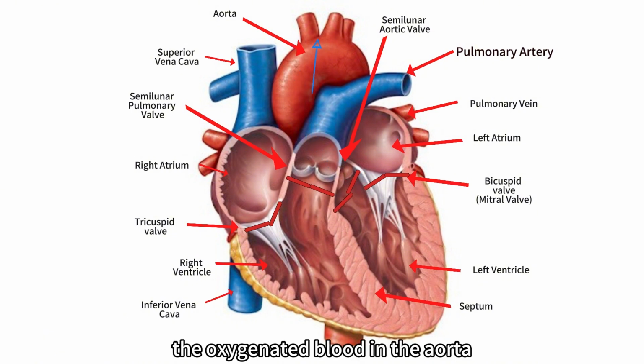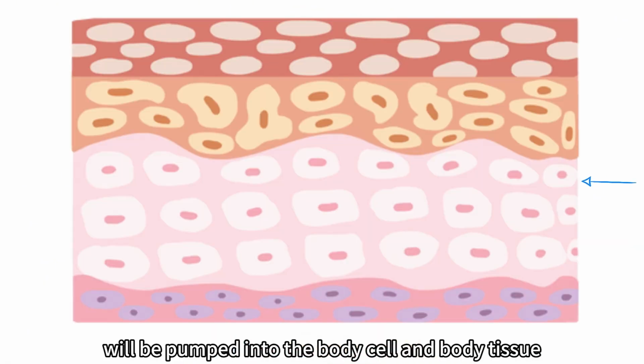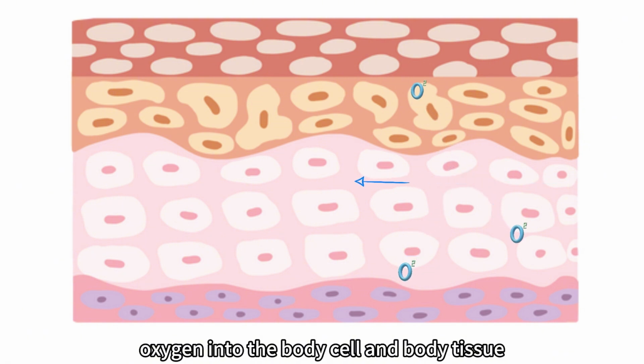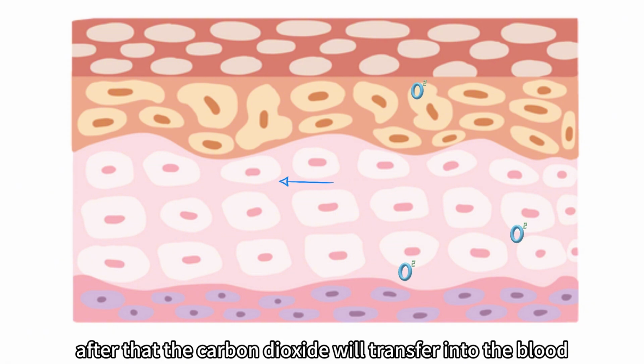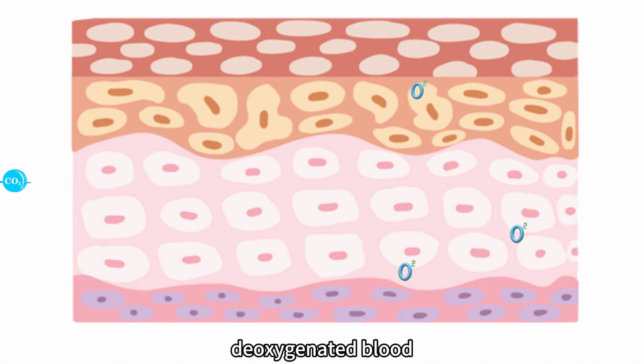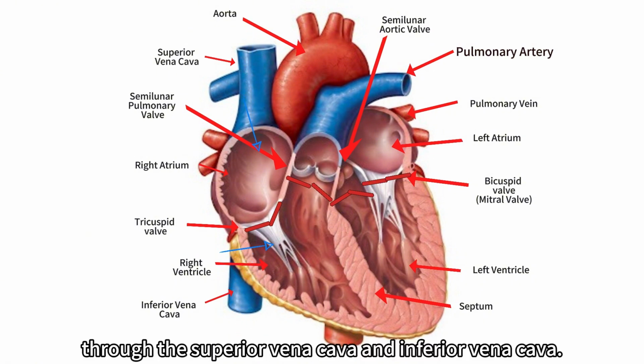The oxygenated blood in the aorta will be pumped to the body cells and body tissue. The oxygenated blood will transfer the oxygen into the body cells and body tissue. After that, the carbon dioxide will transfer into the blood. The blood that contains carbon dioxide gas is called the deoxygenated blood. The deoxygenated blood enters the right atrium through the superior vena cava and inferior vena cava.